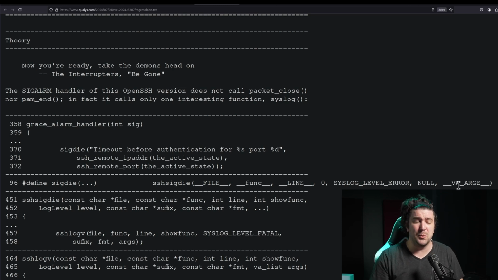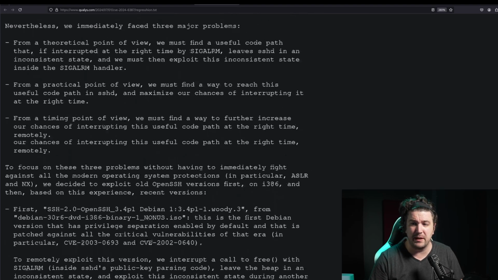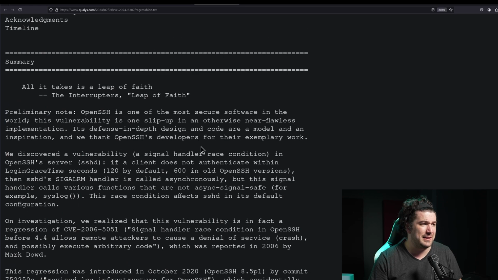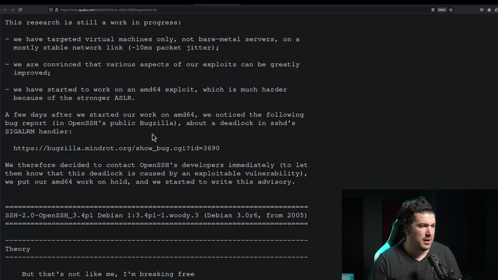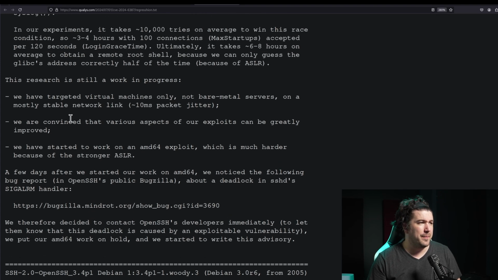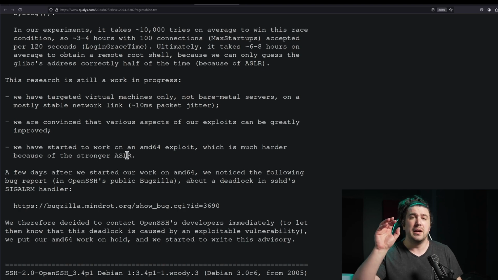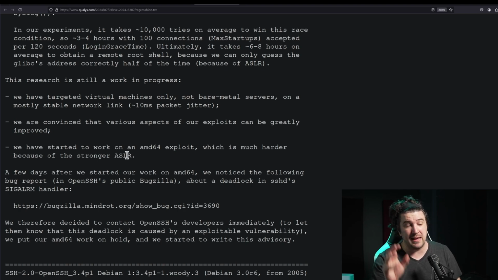Second, they did state that this was at the very beginning. Let me mark my spot. At the very beginning, they stated that after a few days, we started our work on okay, so I just found it for you right here. This research is still a work in progress. We have targeted virtual machines only, not bare metal servers, on a mostly stable network. Which makes sense. We are convinced that various aspects of our exploits can be greatly improved. We have started to work on an AMD64 exploit, which is much harder because of the stronger ASLR. So they have started work on an AMD64 exploit.